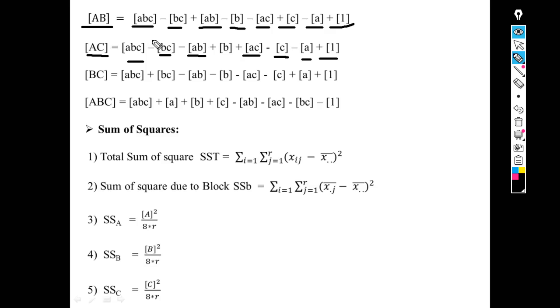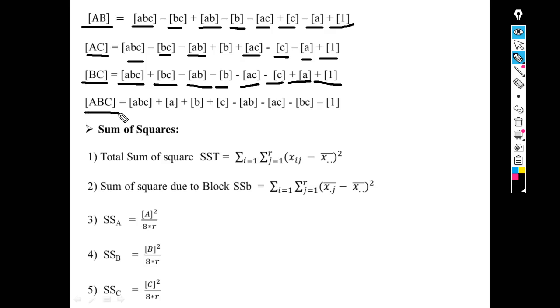So simplify these brackets (A minus 1)(B plus 1) into (C minus 1) and replace the treatment means by their treatment total. So we get this formula. Then for interaction effect BC, the factorial effect total is denoted by square bracket BC, and it is ABC plus BC minus AB minus C minus AC minus C plus A and plus 1.